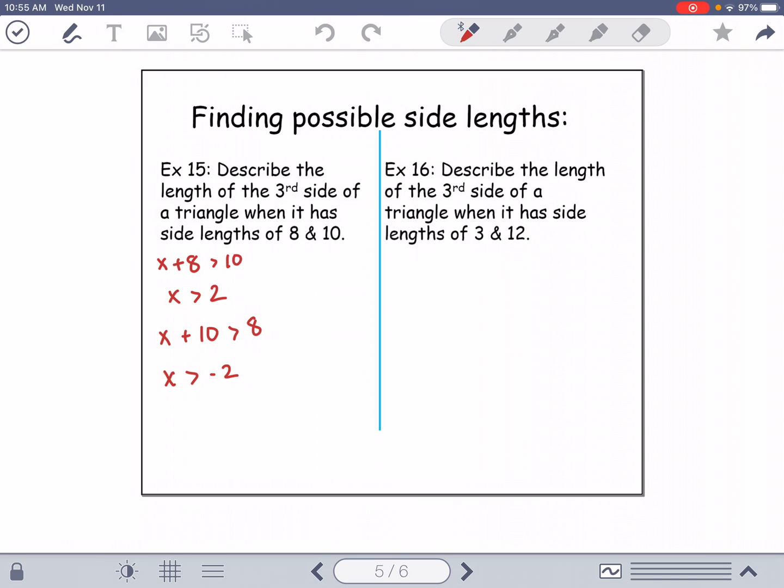Now, what happens if I have 10 plus 8? That would also have to be greater than x. So we have to say 18 greater than x. So now, this is so confusing because I have 3 possibilities, 3 scenarios for x.